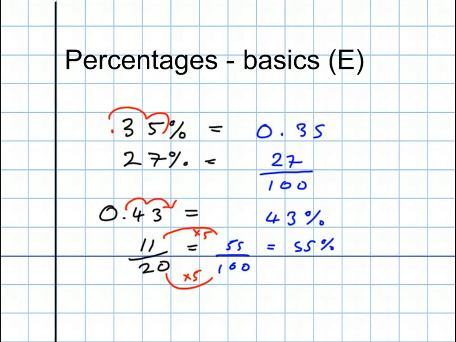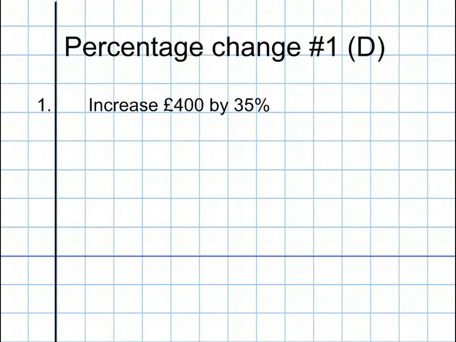Okay, now let's look at how we solve some percentage problems. Increase £400 by 35%. Now the first thing we're going to do is find 10% of £400. Now to find 10% you divide by 10, and if there's a few zeros at the end, that's easy, just knock off a 0. So that's £40. So that's what 10% is.